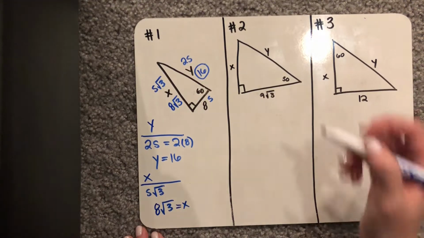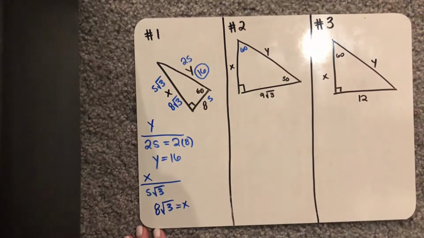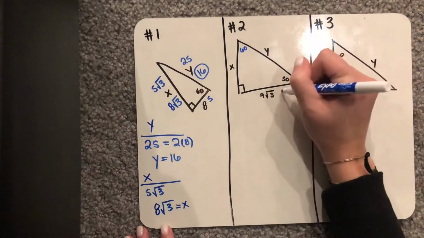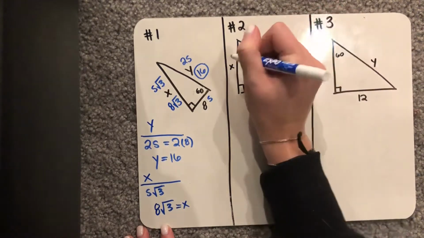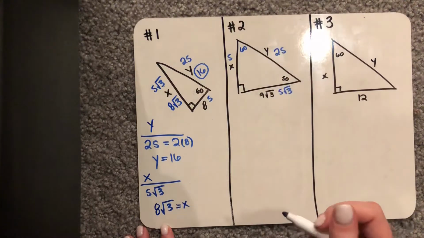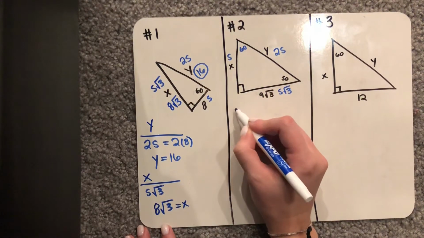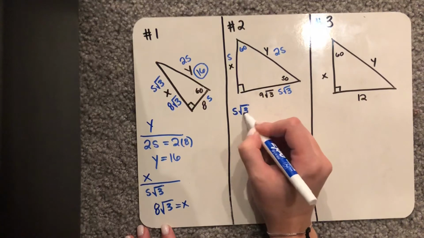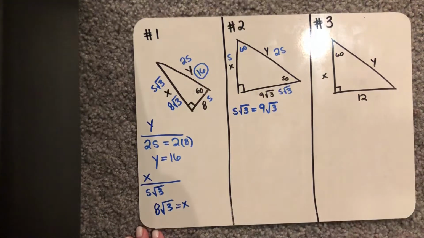Similarly for this one, we're given 30, 90, which means this missing angle right here is 60, which means that this side right here is S times the square root of 3. Across from my 90 is 2S, and across from my 30 is S. So with that being said, I need to find what S is. And I know that S times the square root of 3 equals 9 times the square root of 3.